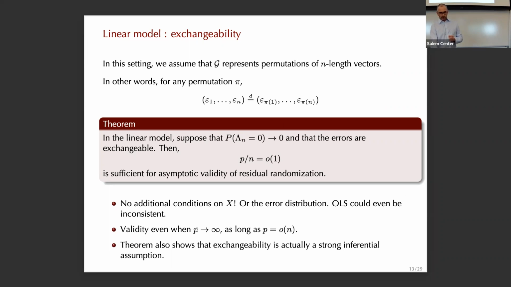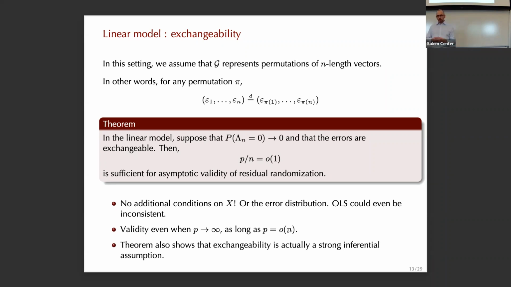You also get validity even when the dimension of the covariates goes to infinity, as long as it increases at a lower rate than n. So this is a high dimensional setting. It's not the p bigger than n high dimensional setting, but still it's some sort of high dimensional setting. I think it's really remarkable that you get it for free with the same procedure. I'm not using any other estimator here, like a high dimensional estimator or anything else.